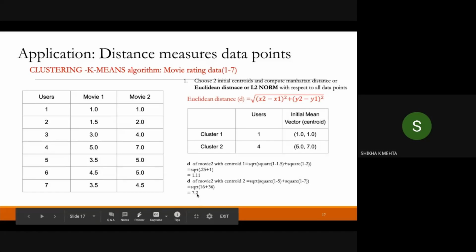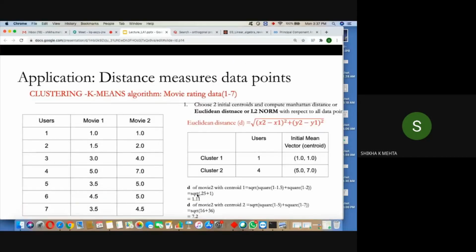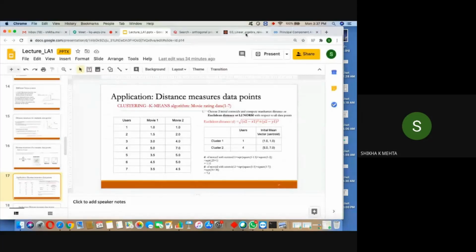Now, I told you in the last class also that you have to bring your notebooks. So you start now, you have to allot all the users to these clusters. I have shown one example for you, and now you tell me which users will belong to cluster 1 and which users will belong to cluster 2. Start doing it.